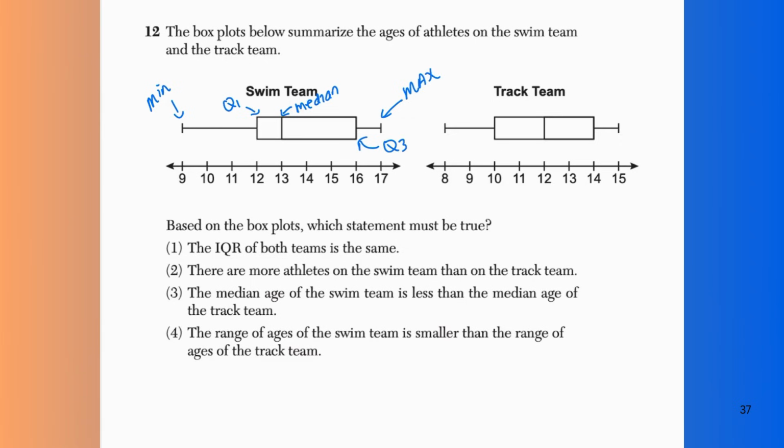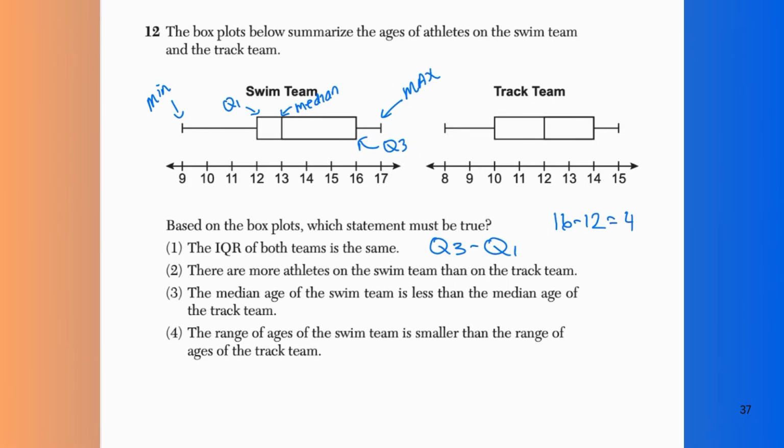Okay, answer choice number 1 says the IQR of both teams is the same. So there's some vocabulary here we need to know. IQR stands for interquartile range, and the way that you calculate the interquartile range is by doing Q3 minus Q1. So when I look at Q3 for the swim team, it is 16. Q1 is 12, which means that my IQR is going to be 16 minus 12, which is 4.